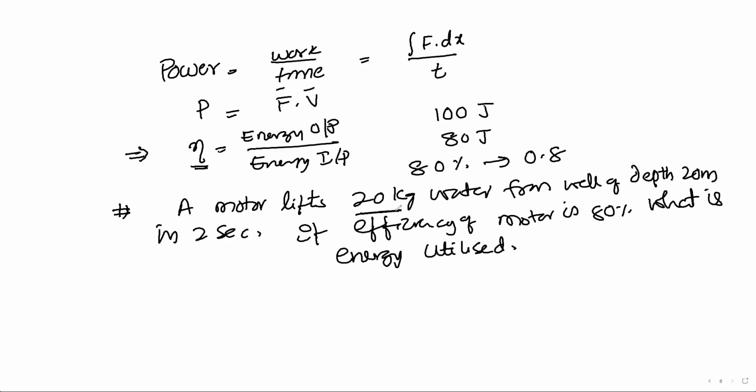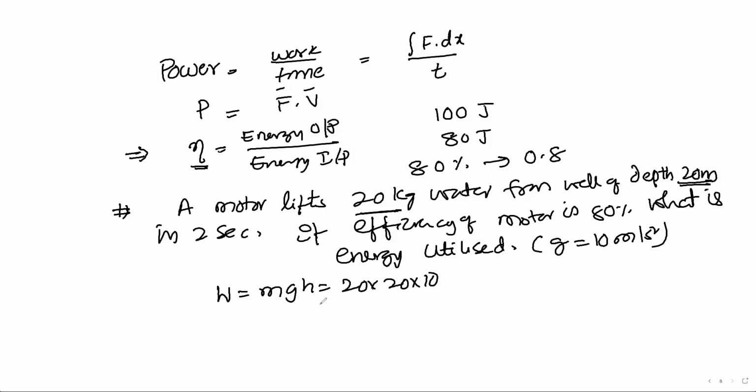Now it is lifting 20 kg of water from 20 meters depth. I am taking g as 10 meter per second square. Then what is the work done? mgh, that is 20 into 20 into 10. How much am I getting? 4 into 10 power 3 joule. Now what is the power? Work by time, right? That is 4 into 10 power 3 divided by time, 2 seconds. So this is 2 into 10 power 3 watt.